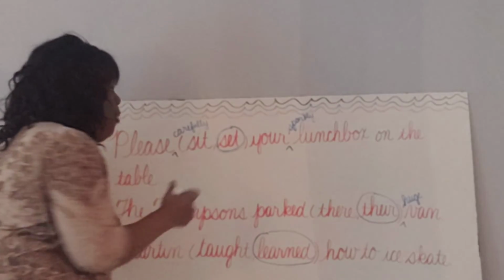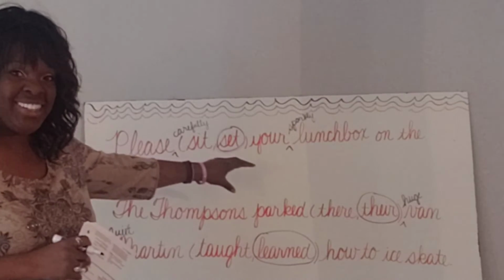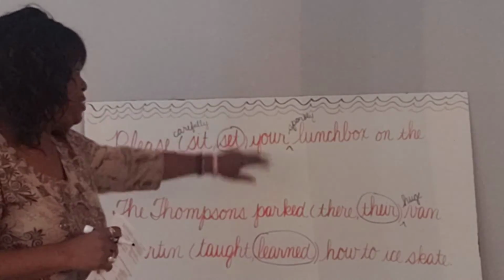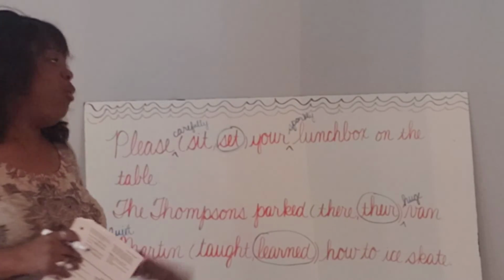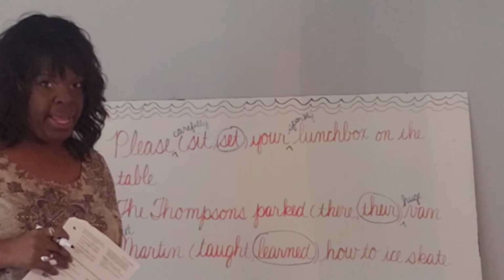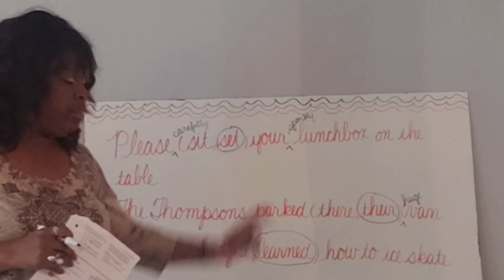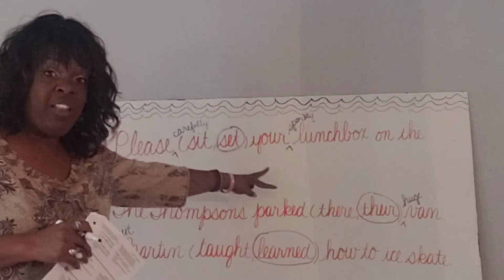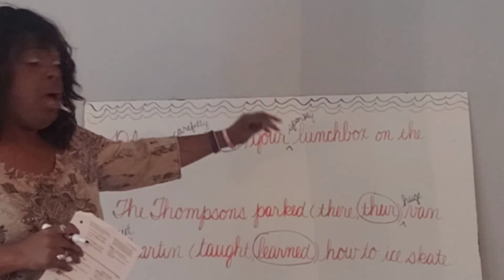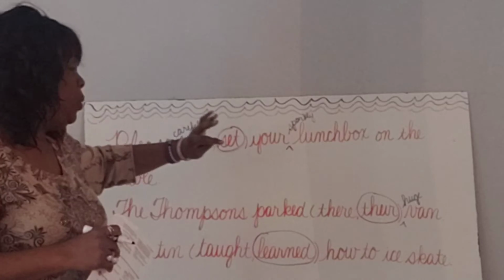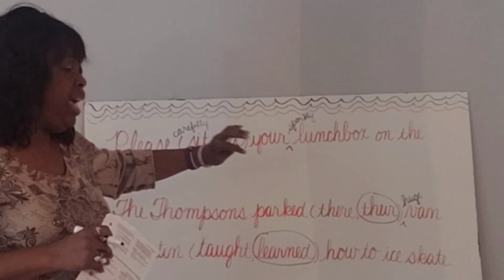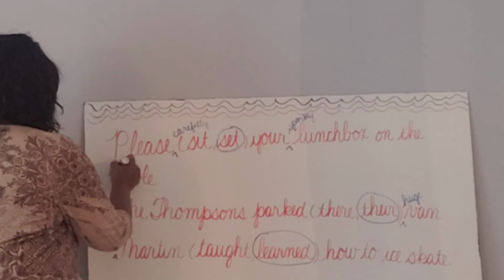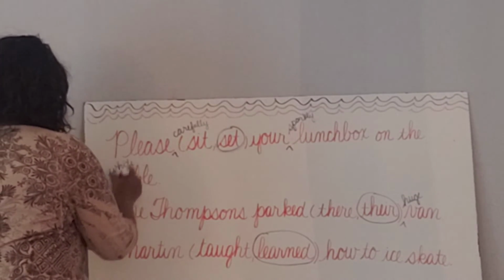Do you see how these words color the sentence and make it so much different than it was? Please carefully set your sparkly lunchbox on the table. Or I could say, please quietly set your sparkly lunchbox on the table, or your camouflage lunchbox on the table, or your X-Men lunchbox on the white table. Okay, we could just keep going.